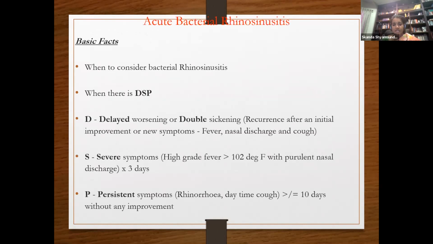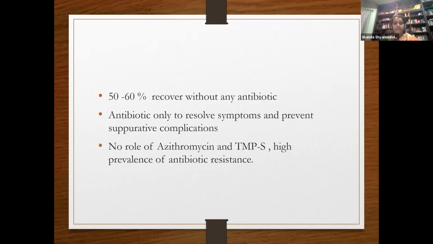Acute bacterial rhinosinusitis is a clinical diagnosis. It needs no investigation. So when do you suspect it? If the child has high-grade fever with purulent nasal discharge of more than 3 days duration, if the child has rhinorrhea and persistent cough of more than 10 days duration without an improvement, if there is delayed worsening or double sickening, where there is some improvement and then the child worsens, it may be a viral infection with a superimposed secondary bacterial infection.